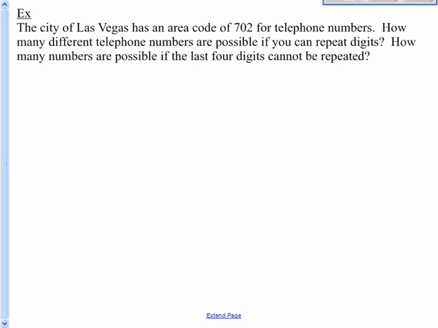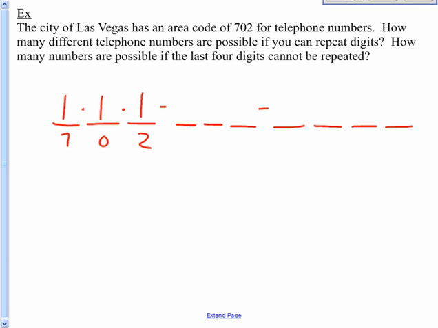So let's write this out. Obviously our only option for the first number is 7, so I only have one option for the first number, times one option. I can only have a 0 there, times one option for the third number. I'm fixing this at 702, and we're going to find the total amount of numbers you can have if digits can be repeated for the area code 702.